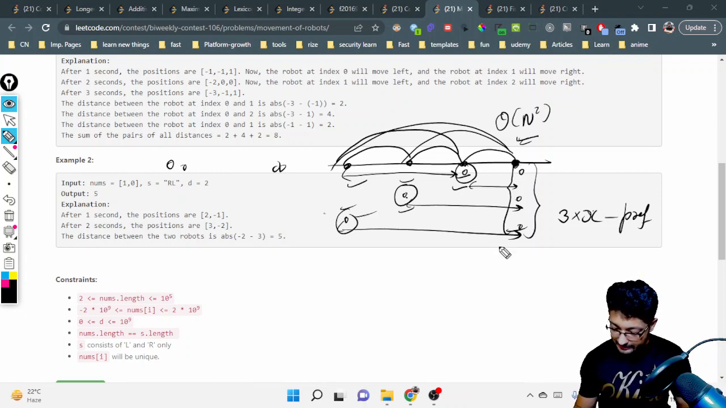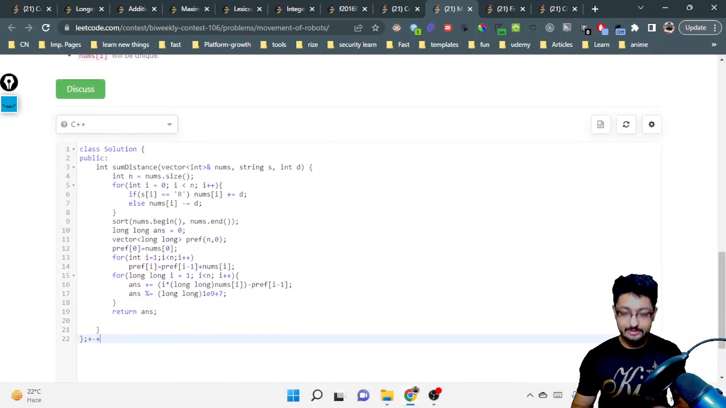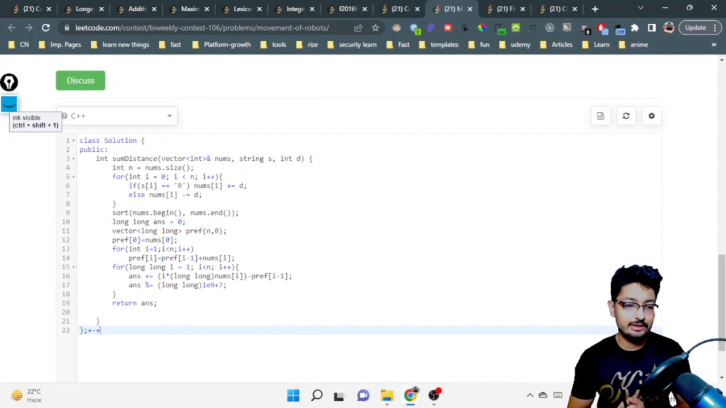So this coordinate has to occur 3 times in the summation, and this has to occur 1 time. So you just have to take it 3 times minus the summation of all these values, which can be done by prefix sum. Okay, that is the complete logic for this particular problem. If you still have any doubts, you can mention them in the comment box for this particular video. I will love to check it out.